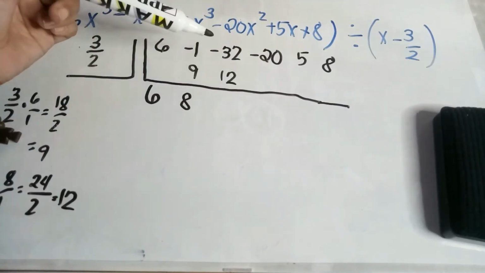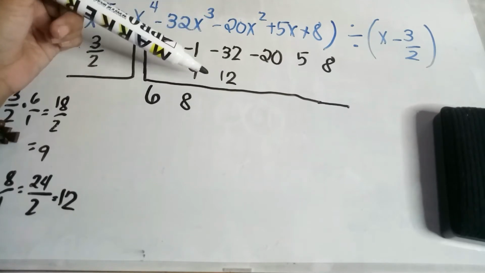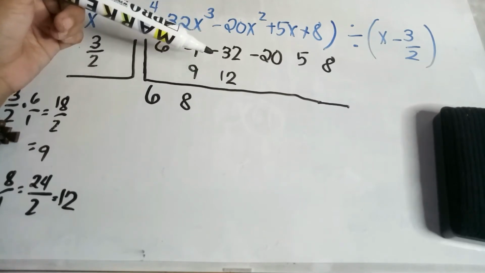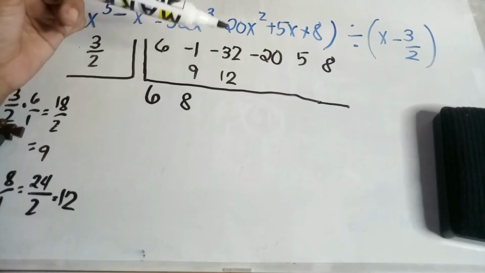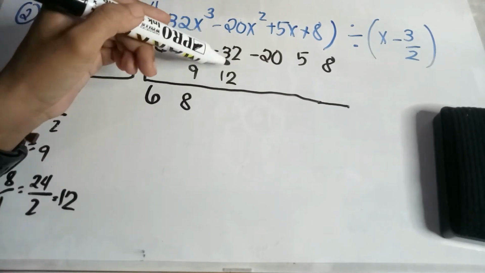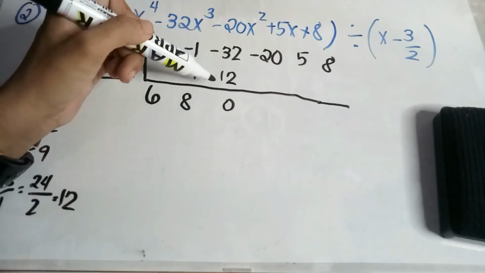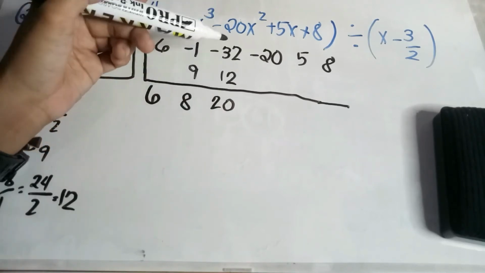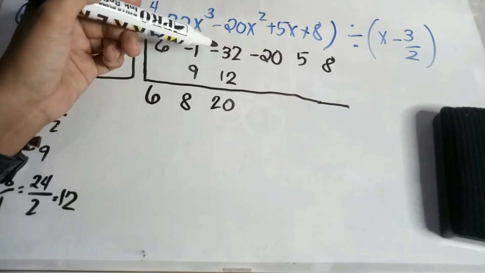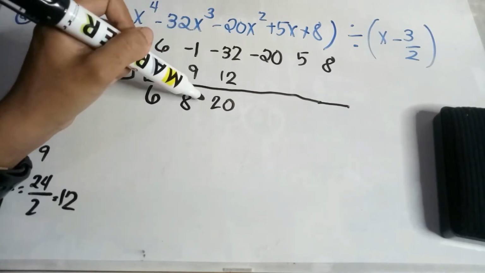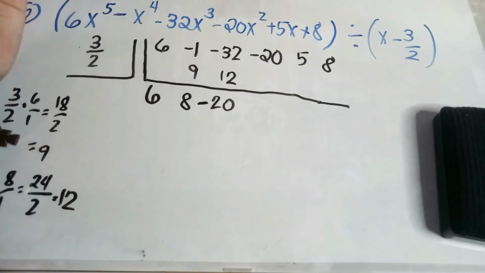Next, negative 32 plus 12, different sign. So we need to subtract. So 32 minus 12: 2 minus 2 is equal to 0. Then 3 minus 1 is equal to 2. Then copy the sign of the larger number, which is negative 32. So it is negative 20.